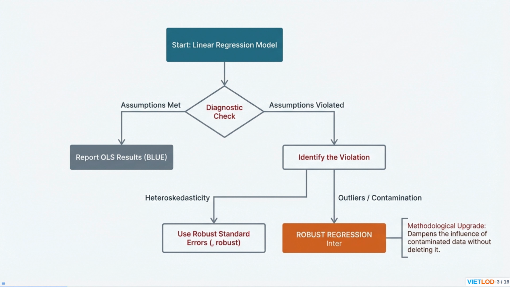But if the violation is due to outliers or data contamination, this is where robust regression, particularly M estimation, becomes essential. Unlike simply deleting data points, robust regression dampens the influence of contaminated observations, allowing us to estimate the underlying relationship for the majority of our data without discarding valuable information. This methodological upgrade ensures more reliable and representative findings when extreme values are present.